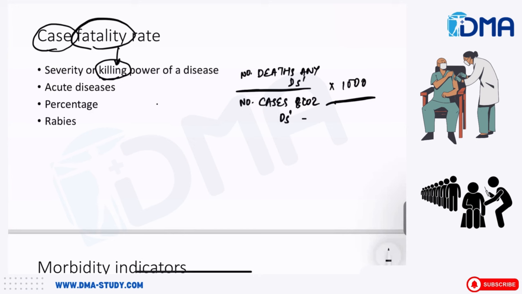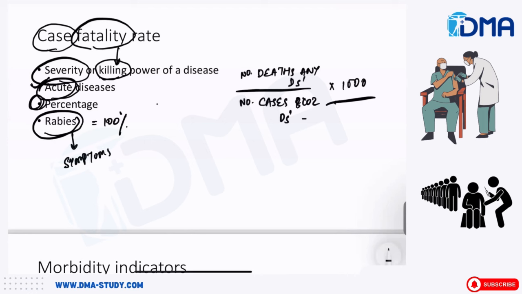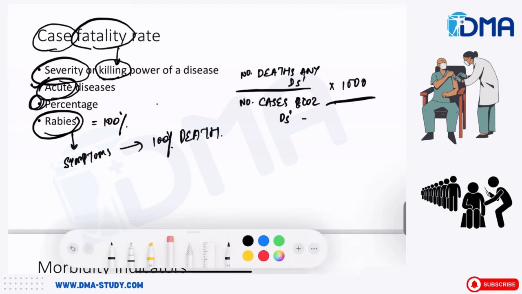So what is the question which you will get? The first question which you will get is that case fatality rate is nothing but the severity or killing power of a disease, number one. And it is mostly applicable for acute diseases. And number three is it is usually expressed in percentage. And number four is the case fatality rate of rabies is 100%. So what I'm trying to say, if a patient will manifest symptoms of rabies, he is going to die 100%. Fine. If a patient will manifest symptoms of rabies, he will die 100%.